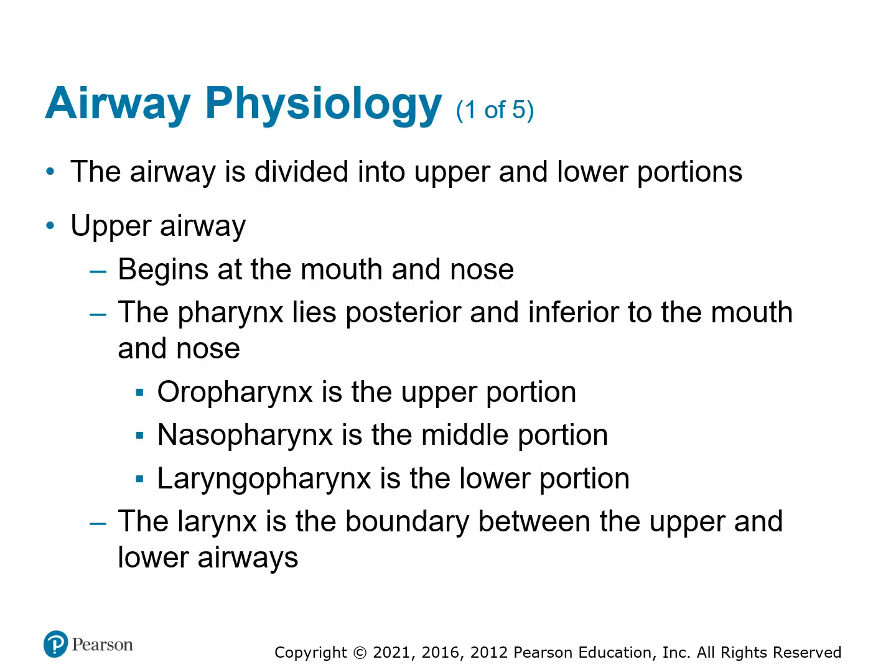Airway physiology. The airway is divided into upper and lower portions. The upper airway begins at the mouth and nose. The pharynx lies posterior and inferior to the mouth and nose, which includes the oropharynx, the nasopharynx, and the laryngopharynx, so the upper, middle, and lower portions of the pharynx. The larynx is the boundary between the upper and lower, commonly called the voice box.